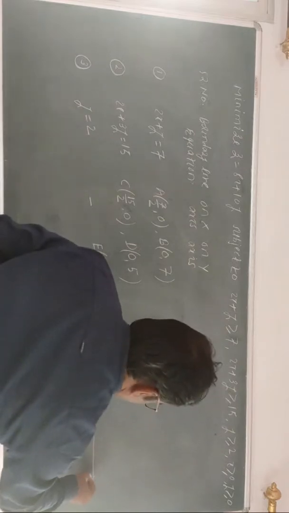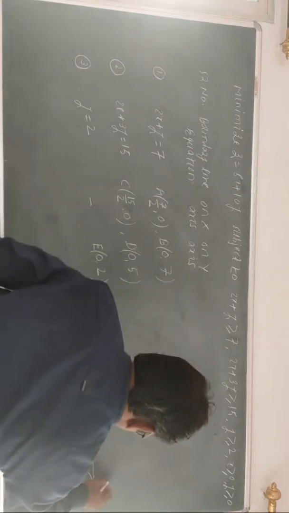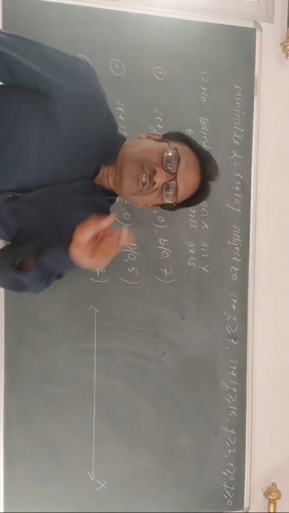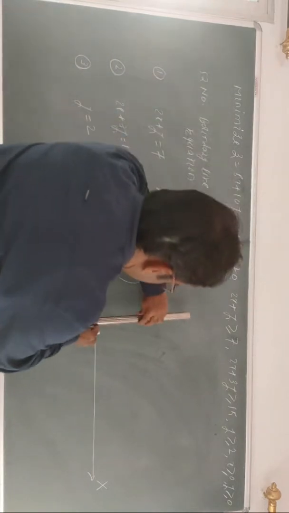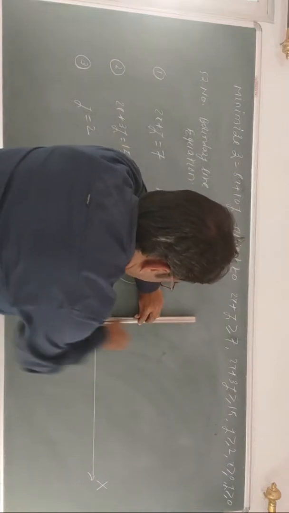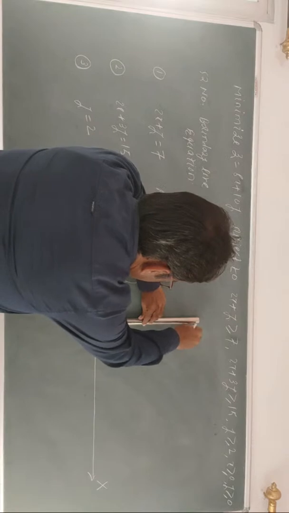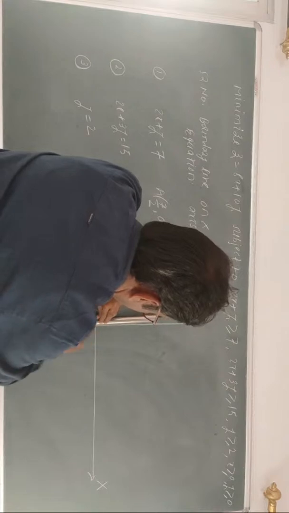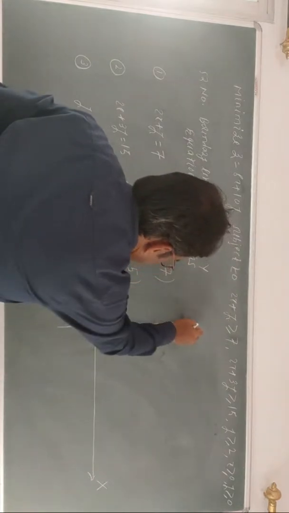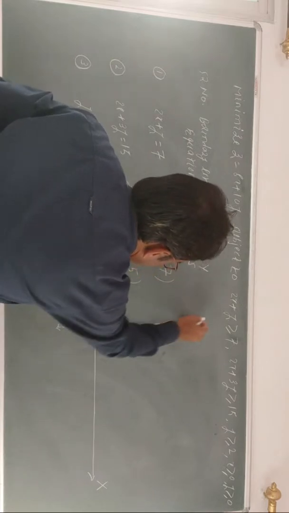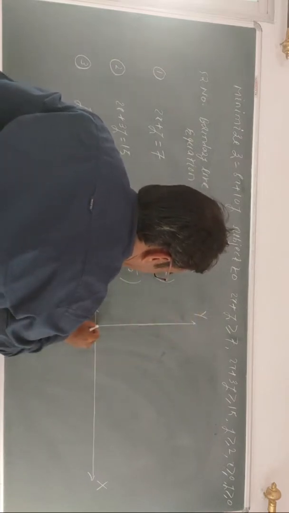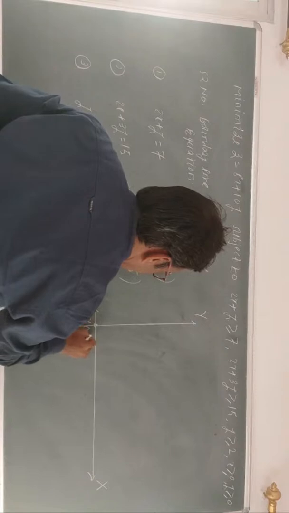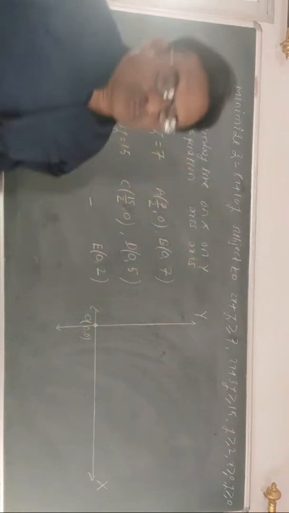This is the horizontal line, and we know that the horizontal line is called the x-axis, and the vertical line is called the y-axis. The point of intersection of these two lines is called O(0,0), that is, the origin.